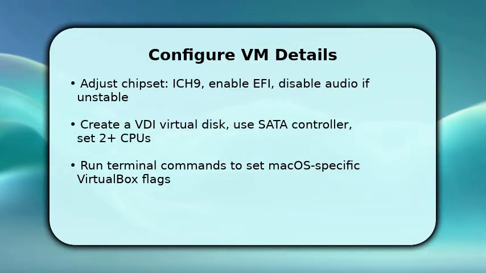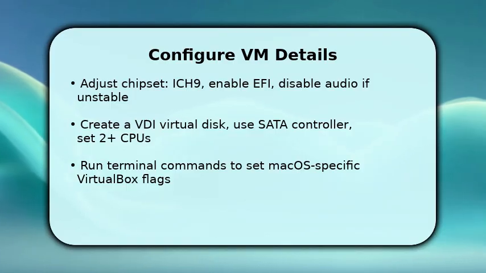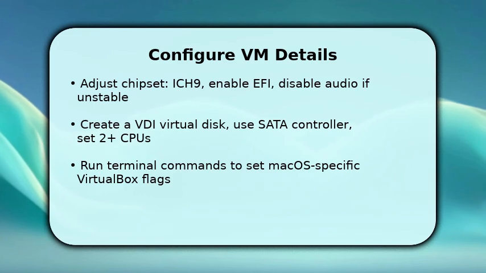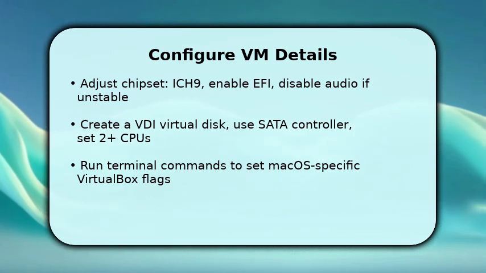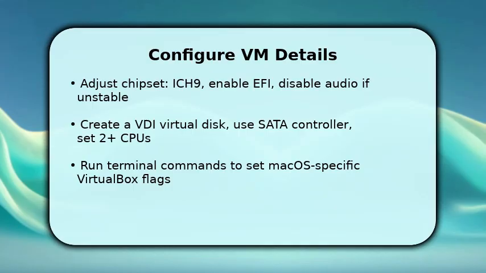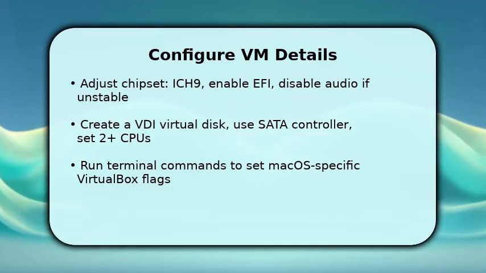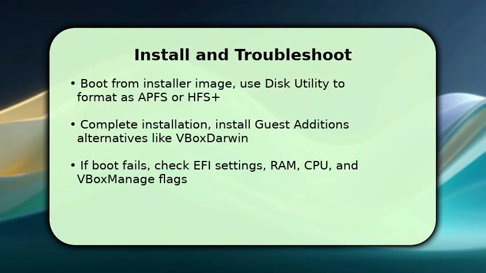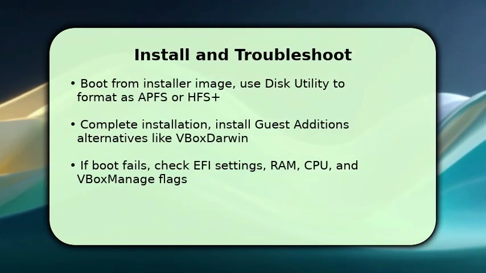Attach a SATA controller and create a VDI disk with dynamic or fixed size, then assign 2 or more CPUs and enable PAE/NX. Make sure to run the VirtualBox host-only and VBoxManage commands that set macOS-specific flags. This tweaks the identifier.